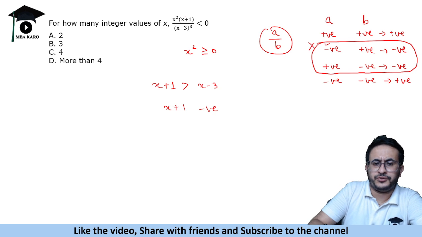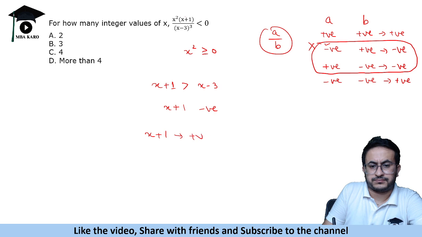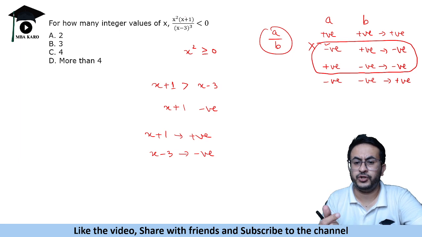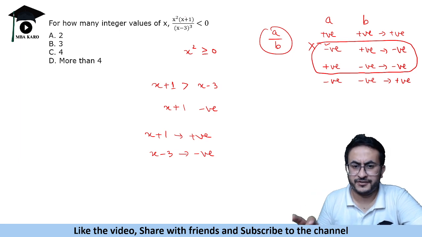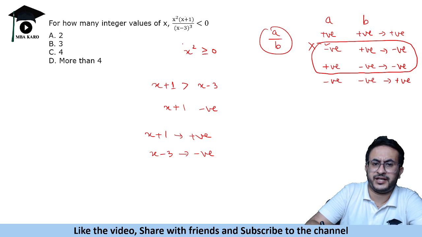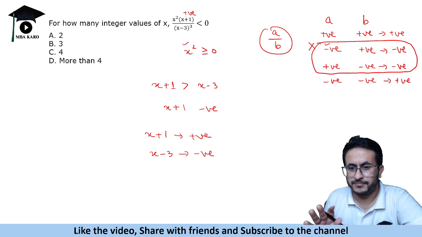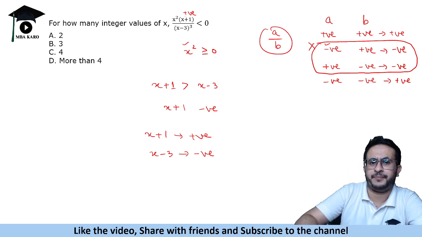We will have only those cases where x plus 1 is positive and x minus 3 is negative. Why are we taking x minus 3? Because it is a cube, so if it is negative, the cube of a negative number is negative. Okay, so this needs to be kept in mind. This cannot be negative. This has to be positive. It should not be 0 also. All those factors need to be kept in mind.